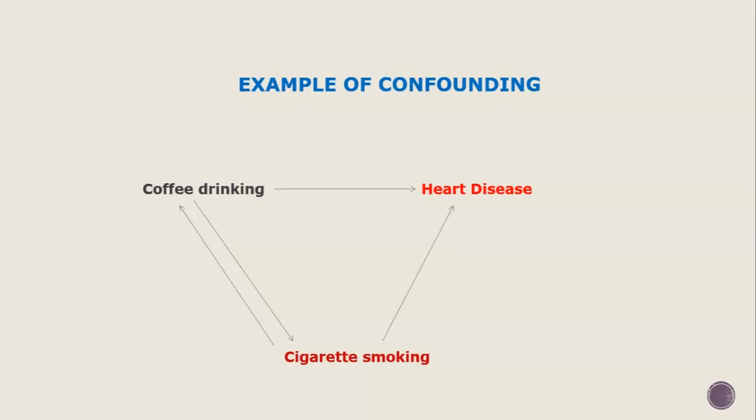So the example being illustrated here says that coffee drinking can lead to heart disease, and cigarette smoking can also lead to heart disease. So cigarette smoking in this case would be the confounder, because cigarette smoking is associated with coffee drinking. I mean, cigarette smoking is not caused by coffee drinking, but many people who actually drink coffee also smoke. And definitely, we know cigarette smoking can cause heart disease.